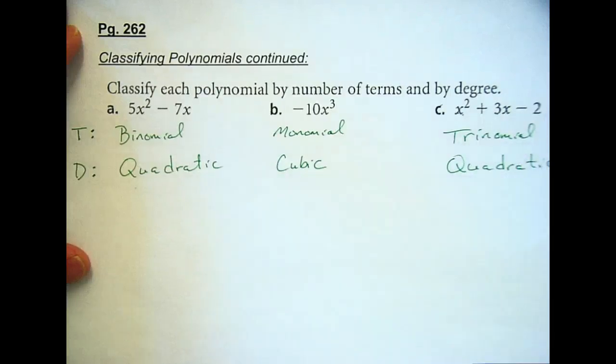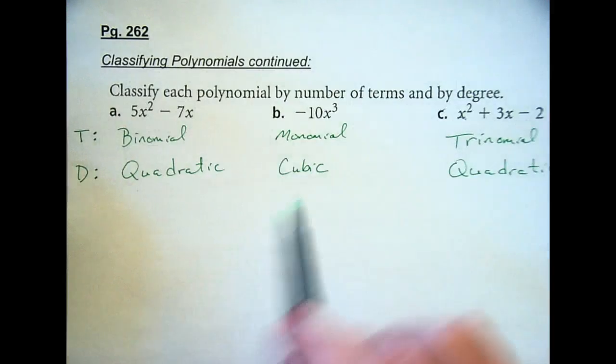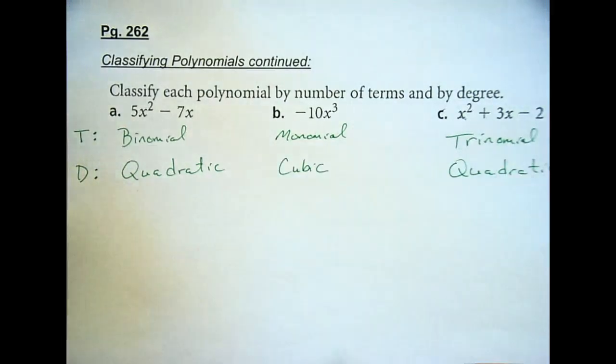Can you just write it as quadratic binomial? Sure. Yeah, you could call it a quadratic binomial, cubic monomial, quadratic trinomial. That's usually how you'd see it. Usually the other way. Any questions there? That's what you're going to be doing today.